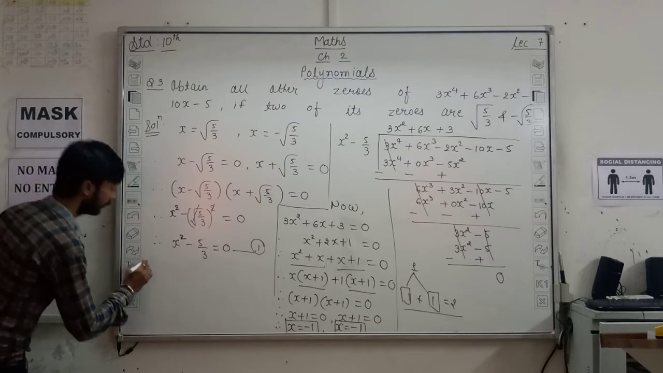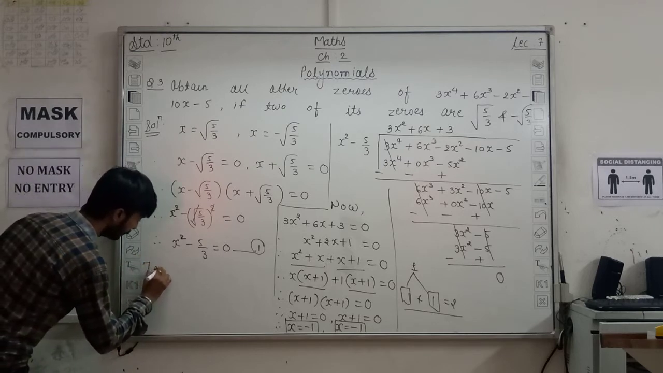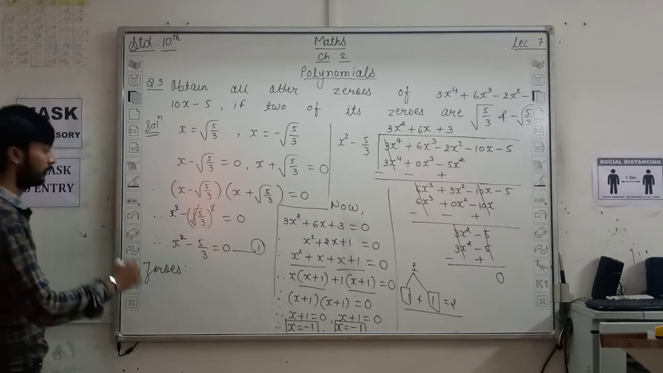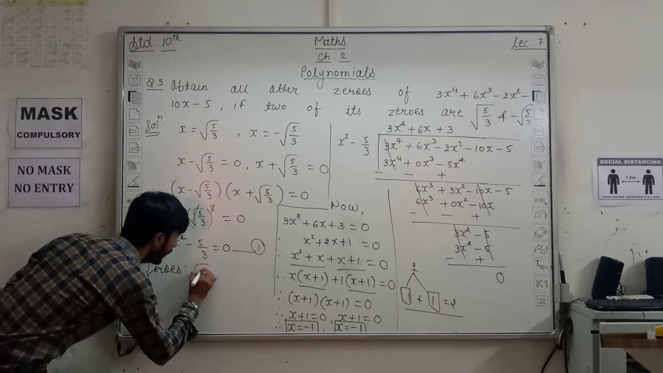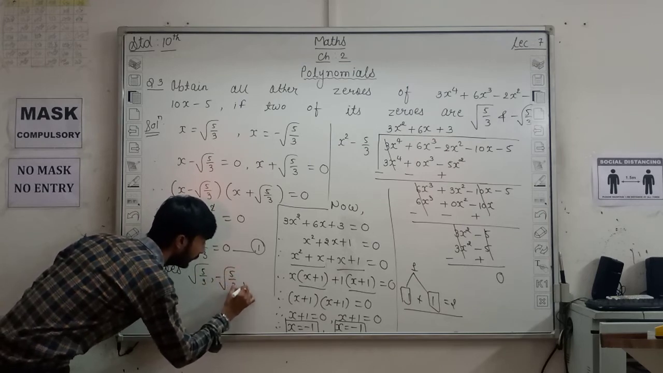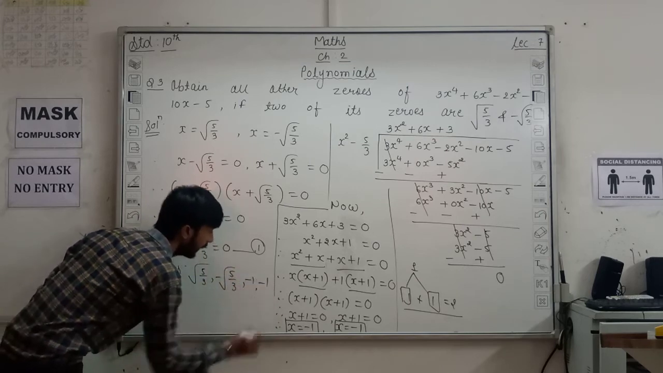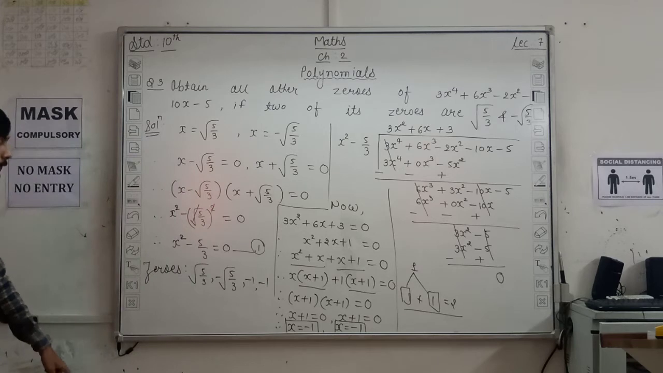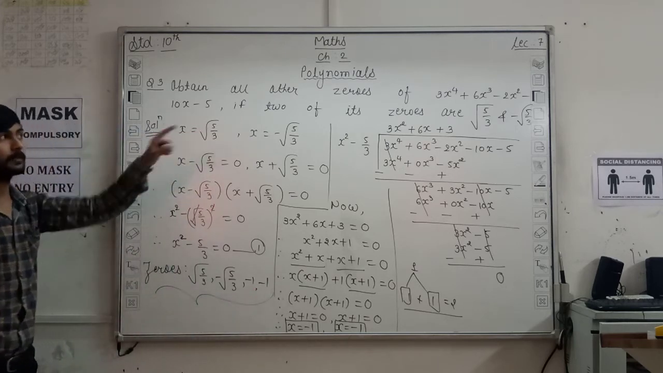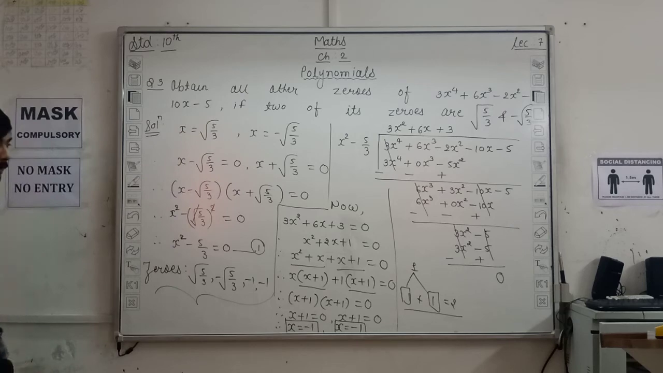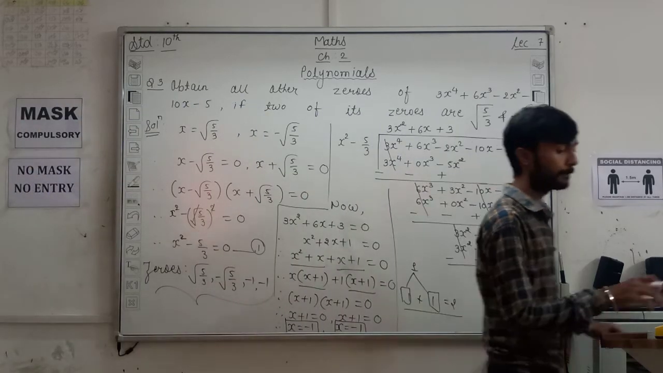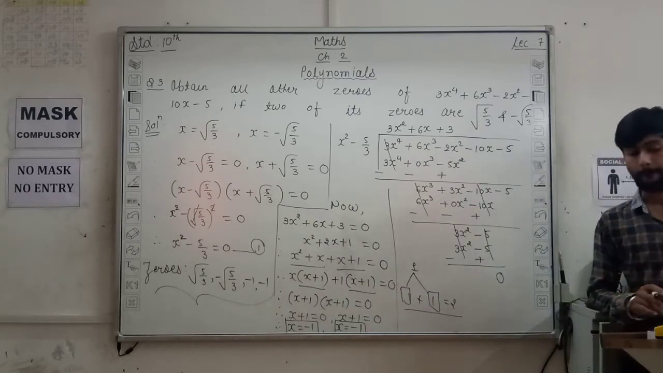So zeros are, so total 4 zeros, 2 are given, square root of 5 by 3 and minus square root of 5 by 3, and -1 and -1. So these 4 are the zeros of this given polynomial. Okay, it's a very important sum, right? Take a look once.